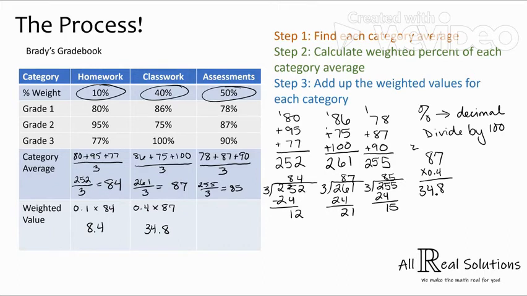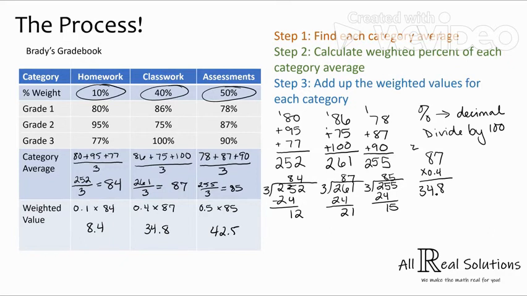Then we have assessments are 50%. 50% means half. So we're going to calculate 0.5 times 85 to get half of those points. So half of 85 is 42.5. That means that 42.5 of the possible 50 percentage points are going to come from assessments.